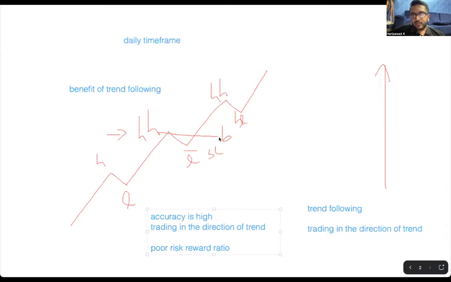You would see a trend like this happening after a good period of time, and due to which your accuracy would be high, but you won't be getting a great risk reward ratio. What I'm saying is, by the time you enter into a trade that has already been trending for a while, there is a good chance that a reversal is going to come up. So that is the bad part about trend following: poor risk reward ratio. The good part is that you get higher accuracy.